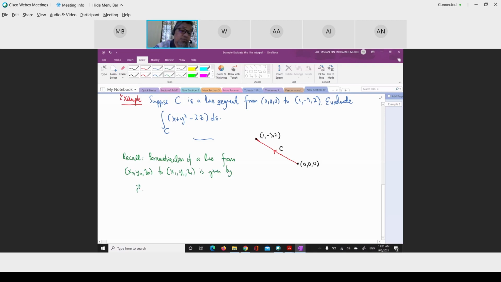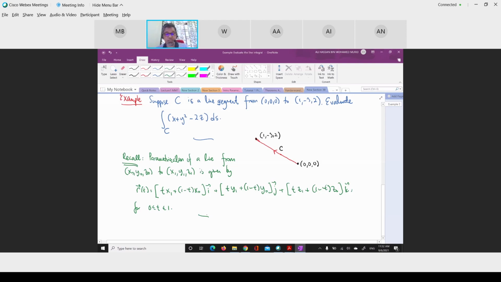There's a position vector here: r(t) = (t x1 + (1 minus t) x naught) i + (t y1 + (1 minus t) y naught) j + (t z1 + (1 minus t) z naught) k. And t for this is always between 0 and 1. Each component here is linear. So you can check this.